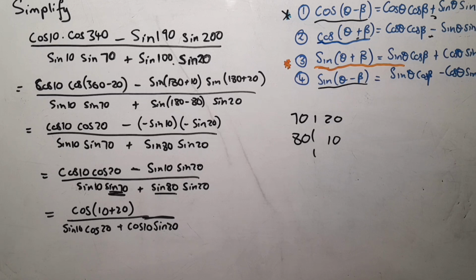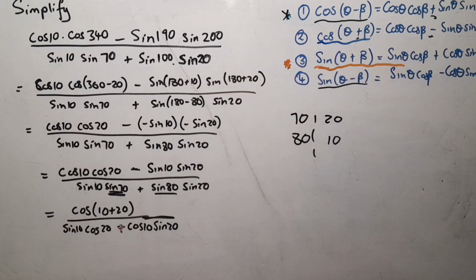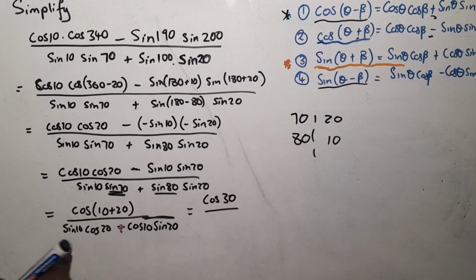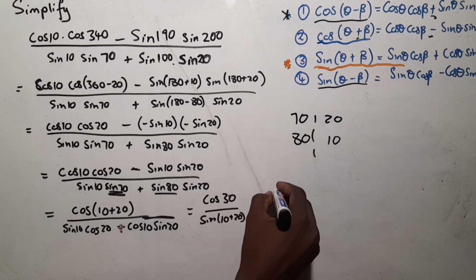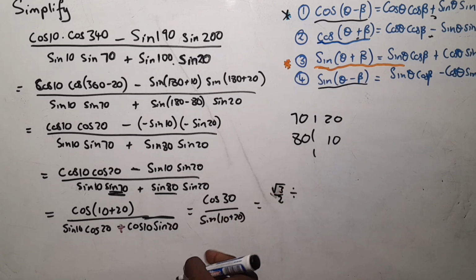So now we are having sine, cos, cos, sine, sine, cos, cosine. So with sine, cos, cosine, we know that that's a sine compound angle. So the one with a plus will always have a plus there, right? So this will be equivalent to cos of 30 all over sine of 10 plus 20. So that's cos 30, which is root of 3 over 2 being divided by this sine of 30.